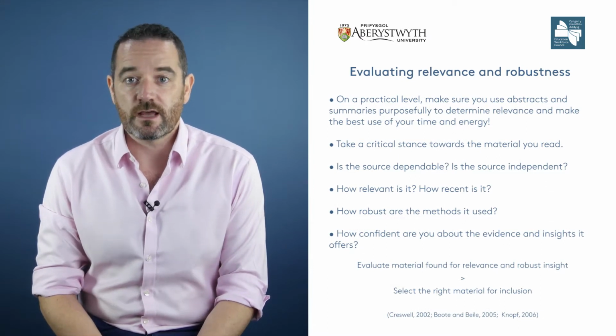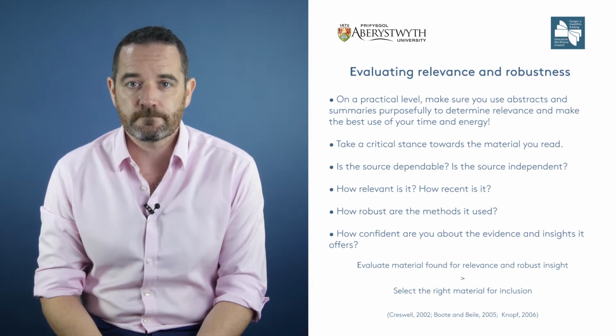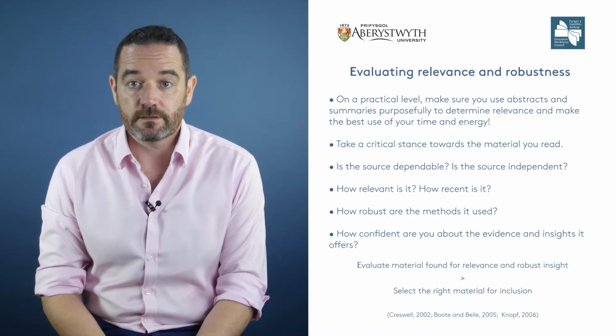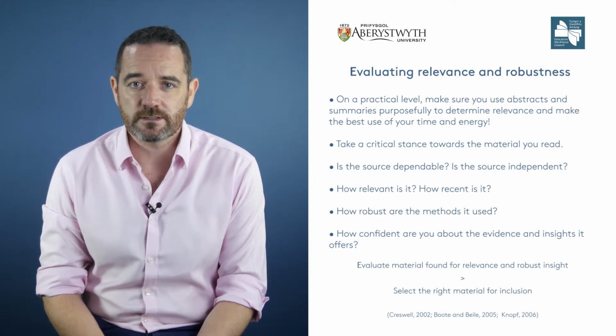Most journal articles will have abstracts, and policy reports and evaluations usually have executive summaries. Use these strategically to determine the relevance of what you're reading. If an abstract or an executive summary suggests something is irrelevant to your subject, you may not need to continue reading it in its entirety.